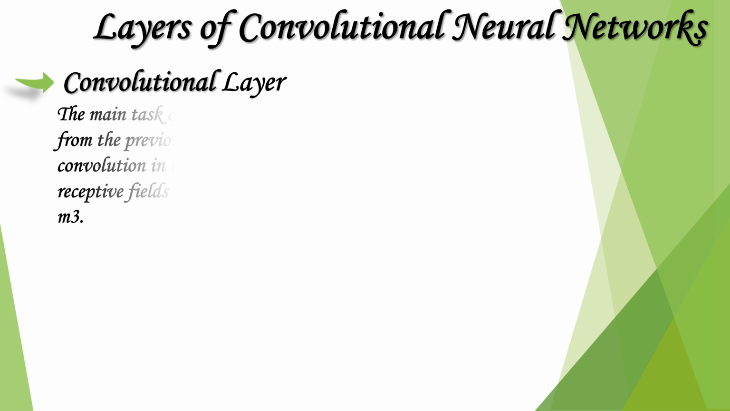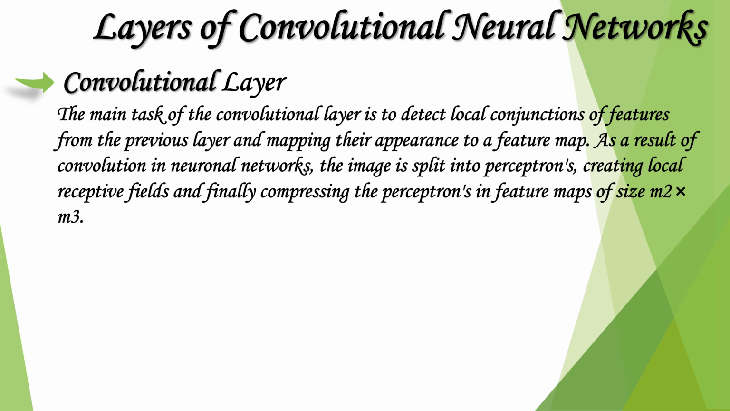Layers of convolutional neural networks. Convolutional layer. The main task of the convolutional layer is to detect local conjunctions of features from the previous layer and mapping their appearance to a feature map. As a result of convolution in neural networks, the image is split into perceptrons, creating local receptive fields and finally compressing the perceptrons in feature maps of size M2 times M3.